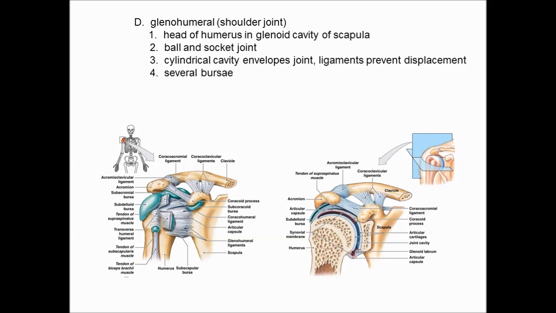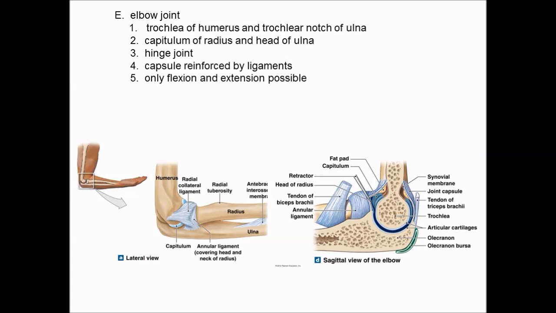The elbow joint is represented right here. It's the classic hinge joint. So you have the trochlea of the humerus, the distal humerus, rotating in the capitulum of the radius and the head of the ulna. It's a hinge joint, which means it's capable of flexion and extension. And again, there's a bursa represented, lots of ligaments and so forth.